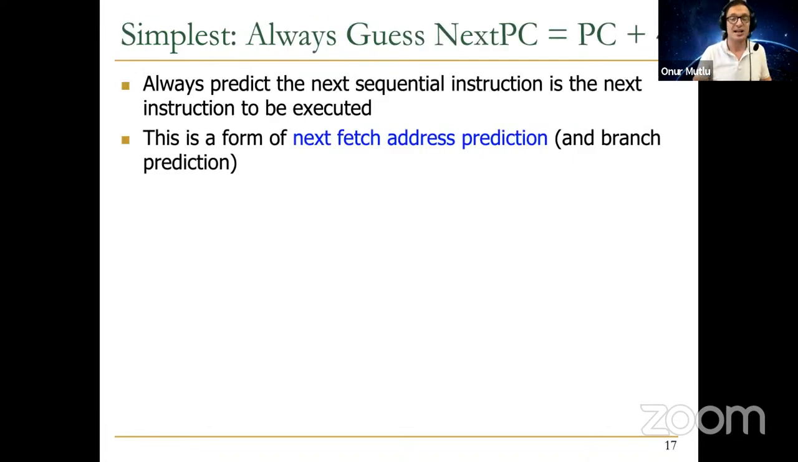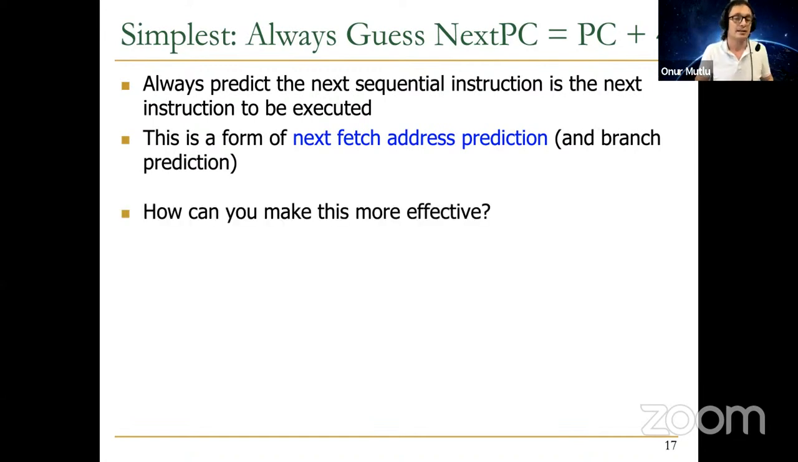Okay. So let's talk about branch prediction algorithms. What are the different algorithms to do this? And we've already seen this: always guess that the next PC is equal to PC plus four. Always predict that the next sequential instruction is the next to be executed. This is a form of next fetch address prediction and branch prediction. It's called not taken prediction. Basically, implicitly, you're predicting that the branch will be not taken.